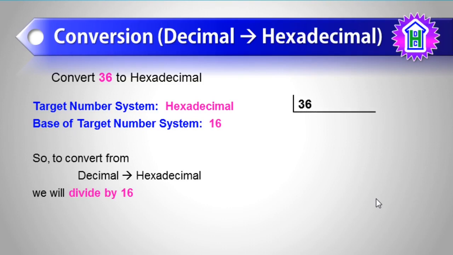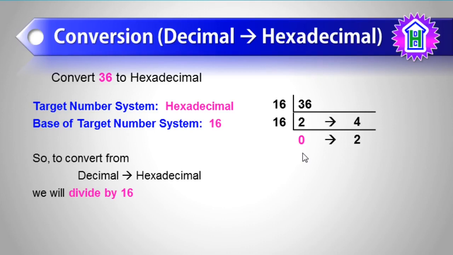Let us start. 16 twos are 32, and the remainder is 4. Again, 2 cannot be divided by 16, so 16 zeros are 0 and 2 is the remainder. Because the quotient is becoming 0, the algorithm is terminated.